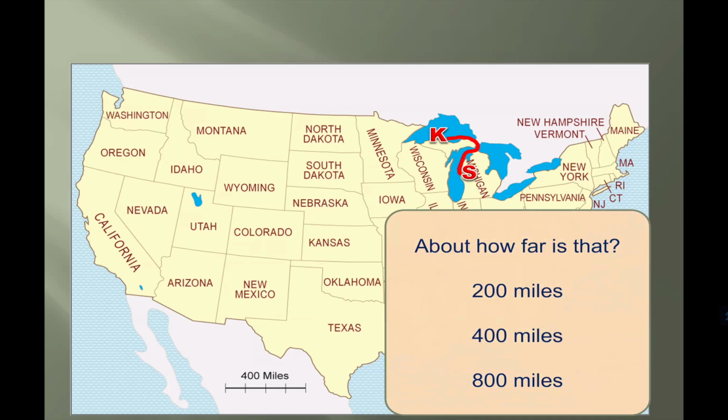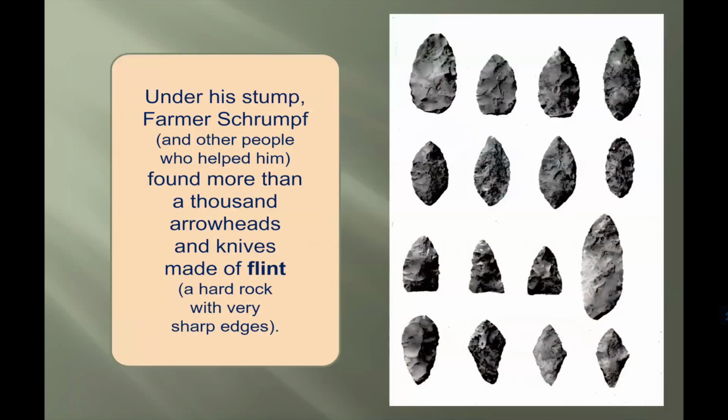And you could ask questions for your students, make a math lesson out of it about how far is that? And you'd use the scale of miles and say it's about 400 miles. Under the stump, they found a whole bunch of arrowheads, more than 1,000, and knives made out of flint, which is a really hard rock with very sharp edges. But there's no flint to be found in that part of Michigan.